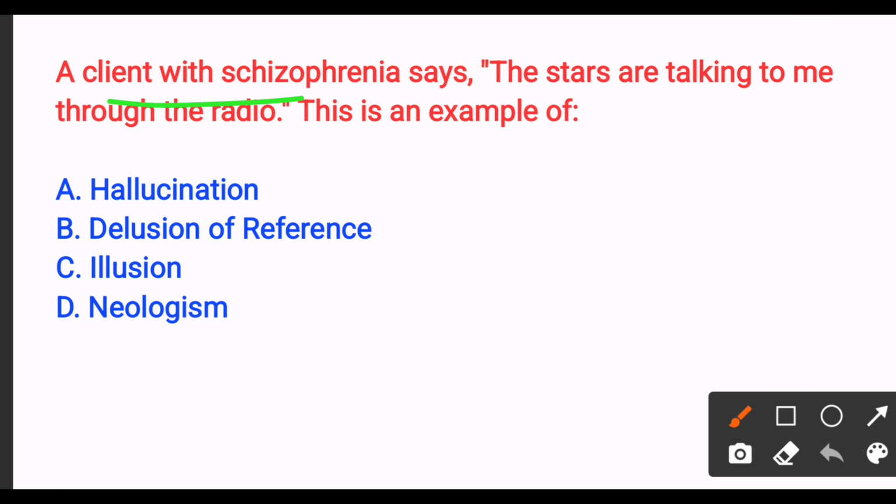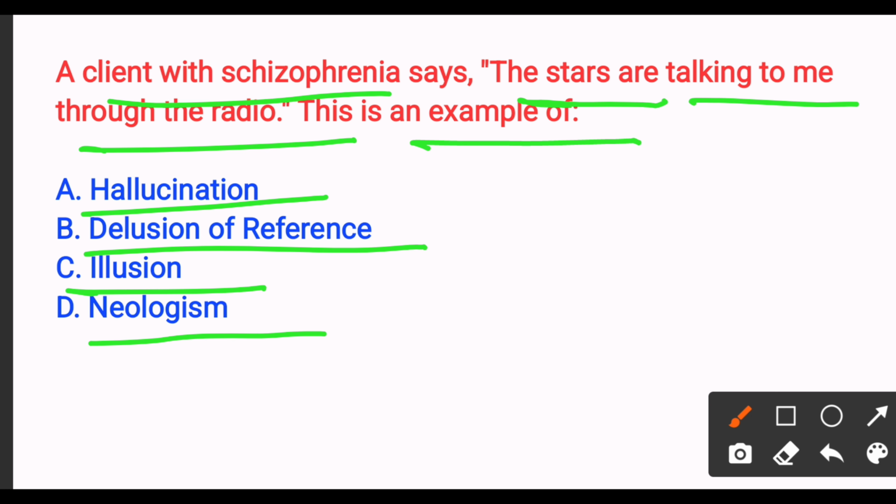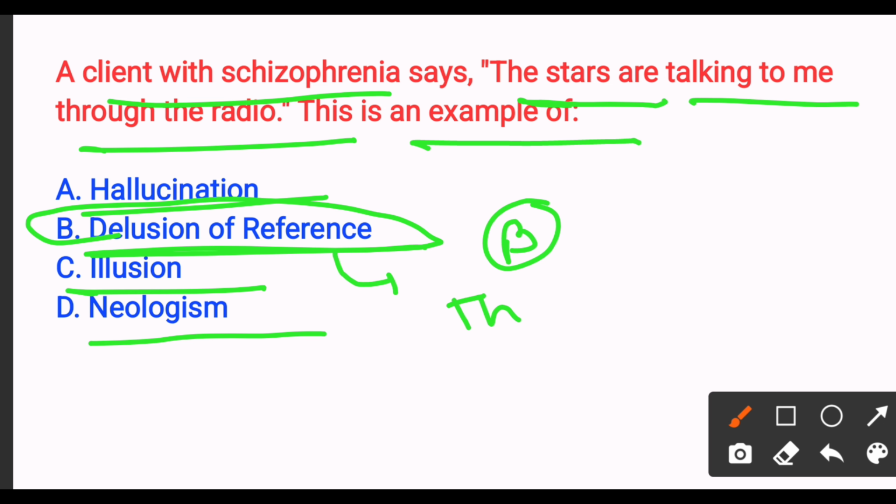the client with schizophrenia says, the stars are talking to me through the radio. This is an example of option A, hallucination, option B, delusion of reference, option C, illusion, option D, neologism. The answer will be option B, delusion of reference.